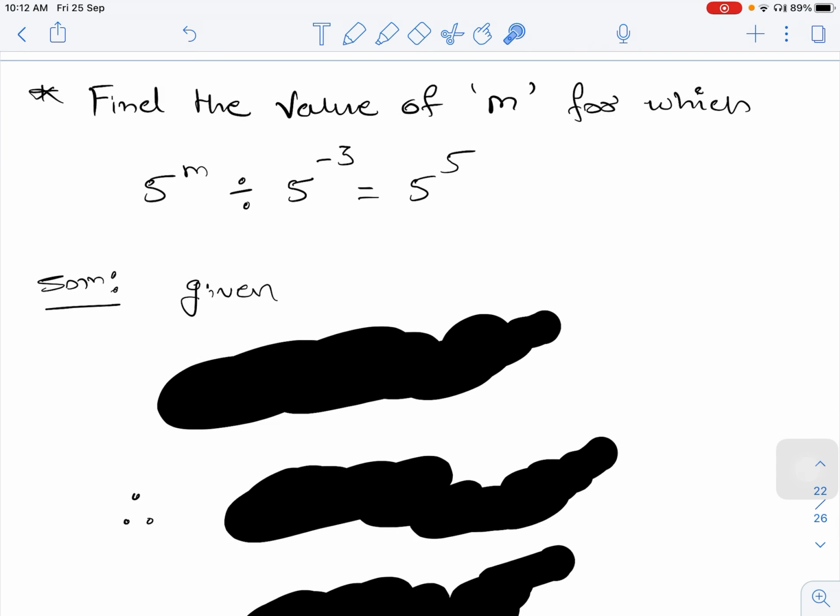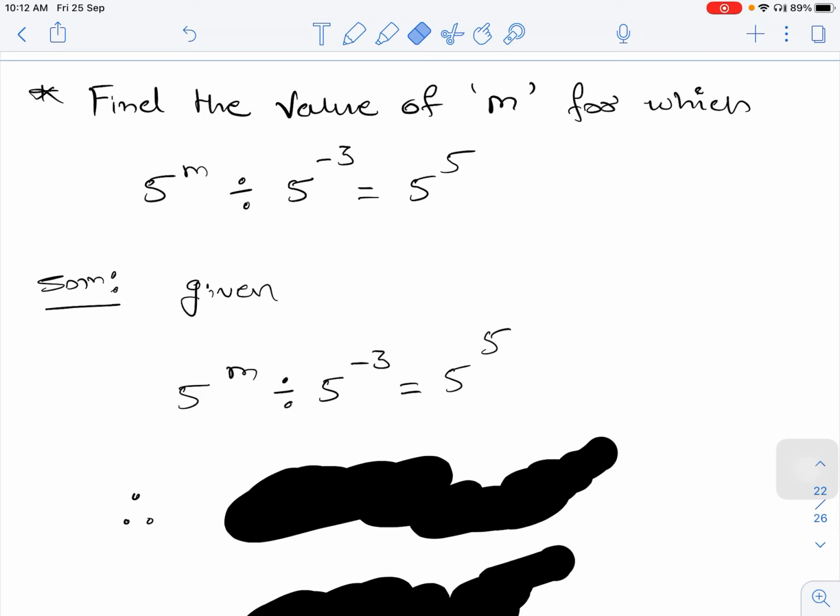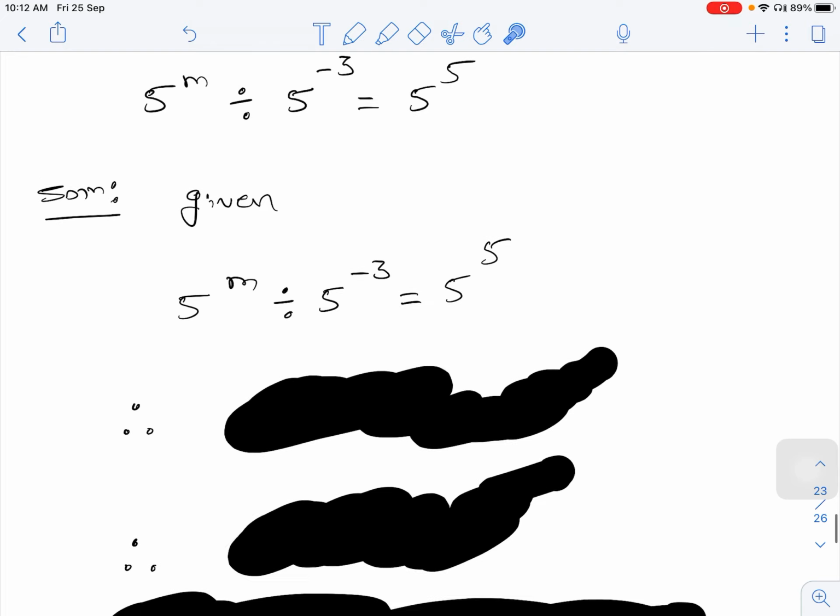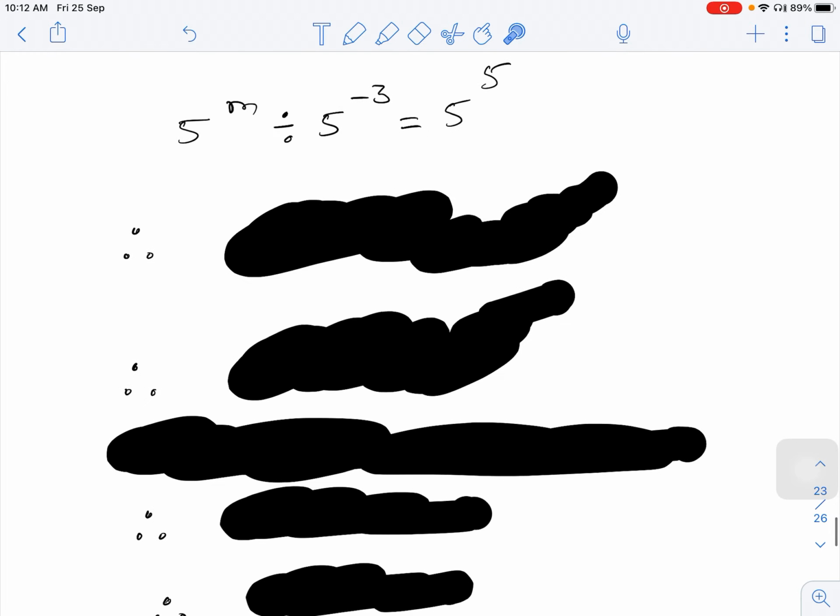Now here we have: find the value of m, meaning any variable, for which 5 raised to m divided by 5 raised to minus 3 is equal to 5 raised to 5. Okay, so let us solve it. What we are given is that 5 raised to m divided by 5 raised to minus 3 is equal to 5 raised to 5.